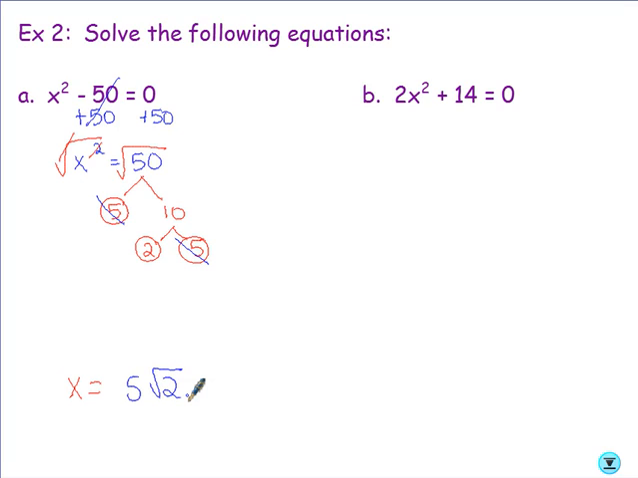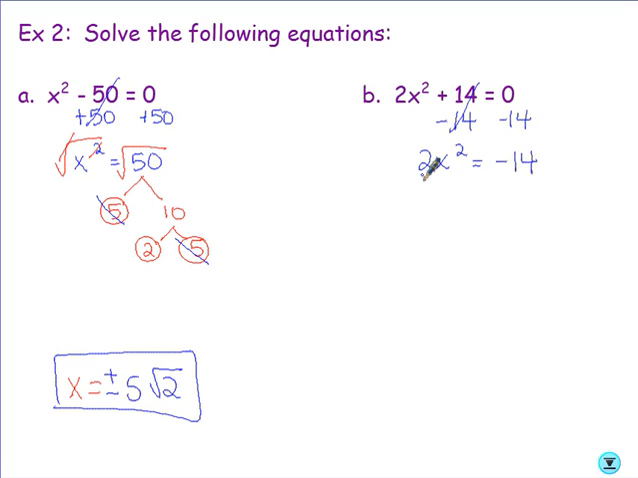What's the one thing I'm missing? That's right, the plus or minus. And that is a done answer. One more together, and then you're going to try some more on your own. This one, we have several things to do. First of all, this 14, he's got to go over here. The opposite of a positive is a -14. That leaves me with 2x squared equals 0 minus 14 is -14.